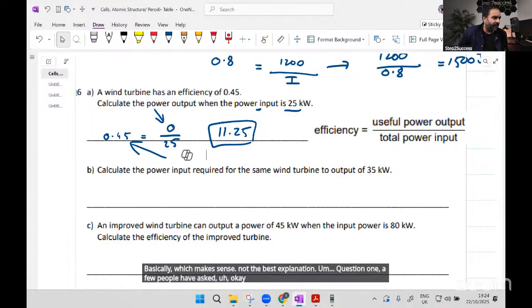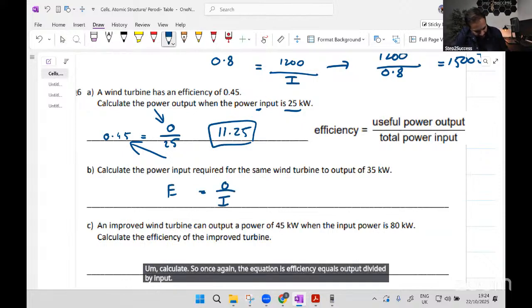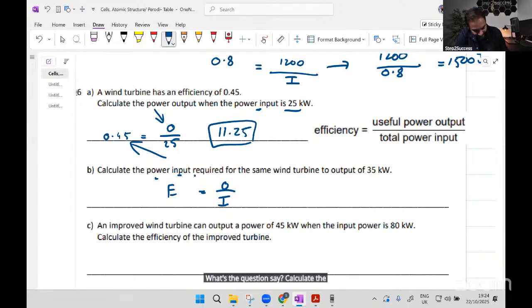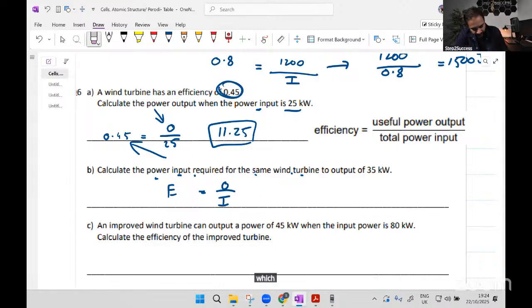Question 1, a few people have asked. Okay, let me get through this and then I'll get to them. Calculate. So once again, the equation is efficiency equals output divided by input. What does the question say? Calculate the input required for the same wind turbine, which has an efficiency of 0.45.